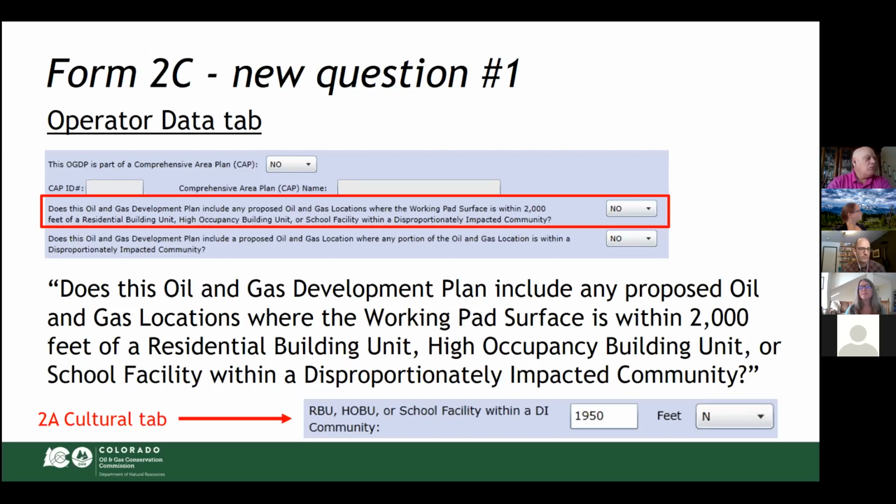If you answer yes, then eForms will establish a 45-day public comment period that is effective for all the proposed 2As within the OGDP. If you answer no, then the public comment period for all the proposed locations within the OGDP will be 30 days.